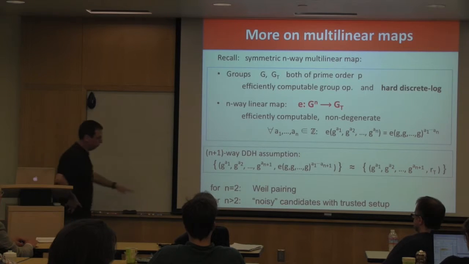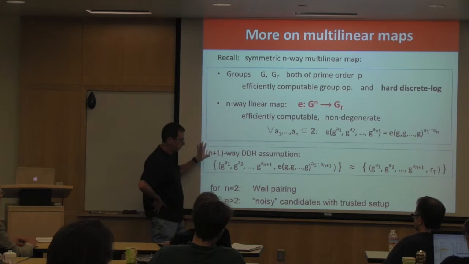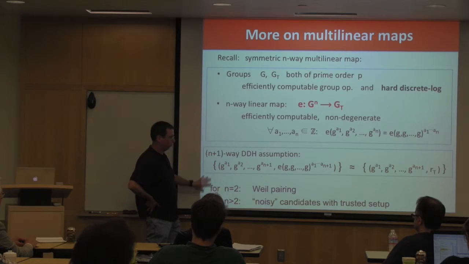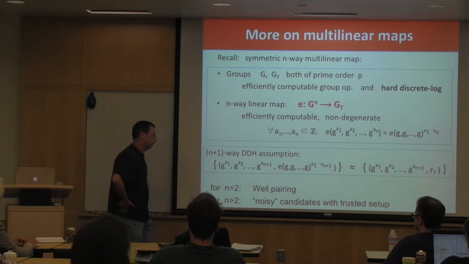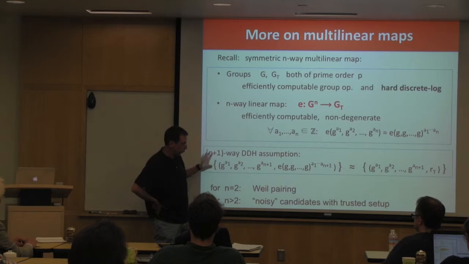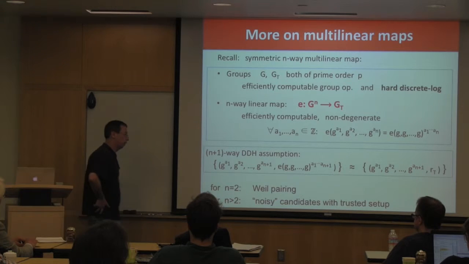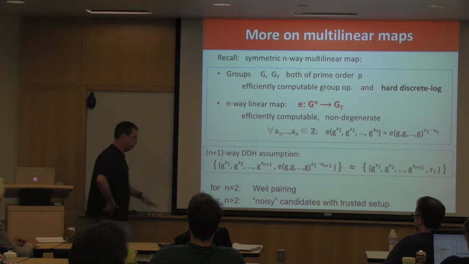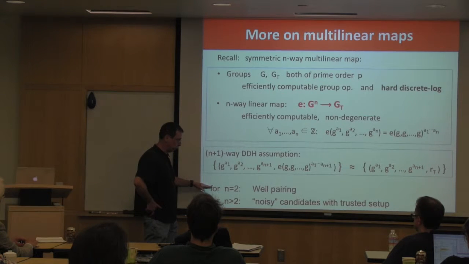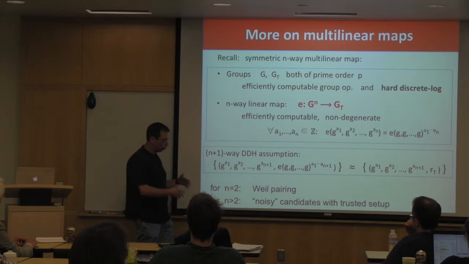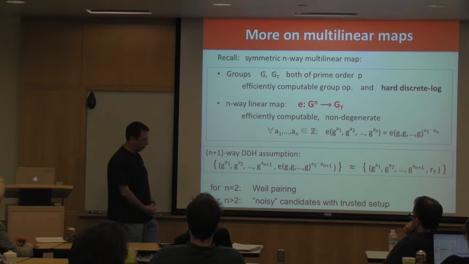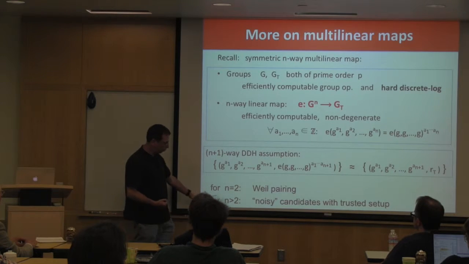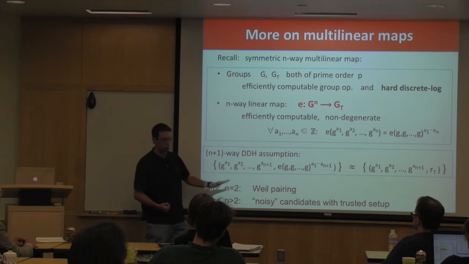Cool. So, is it clear? For n equals 2, we know how to do this, and in fact this assumption holds, as far as we know, for the Weil pairing. So with n being equal to 2, this presumably holds for the pairing. And the question is, could we do this for n bigger than 2? The first hurdle to get over is, can we do this for n bigger than 2, at least without a trusted setup?